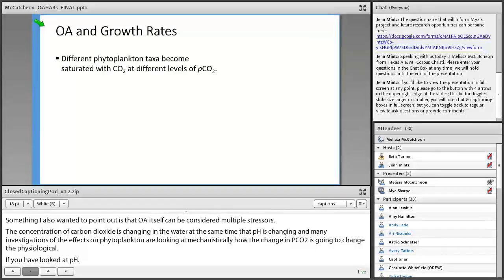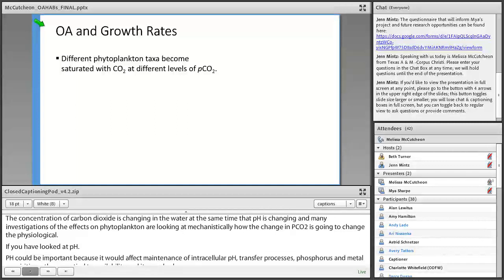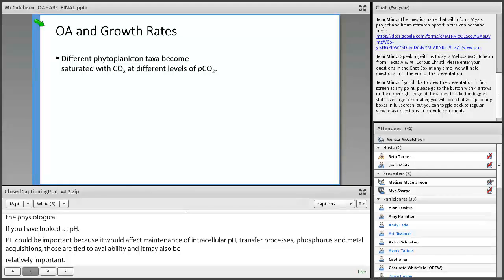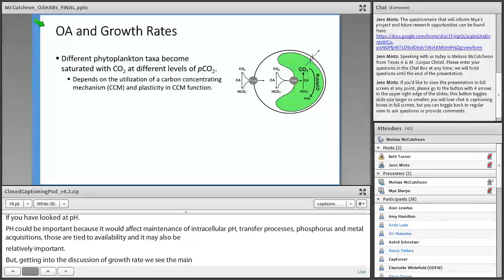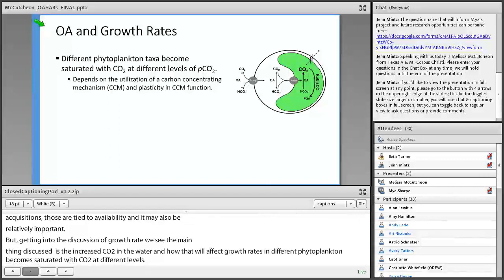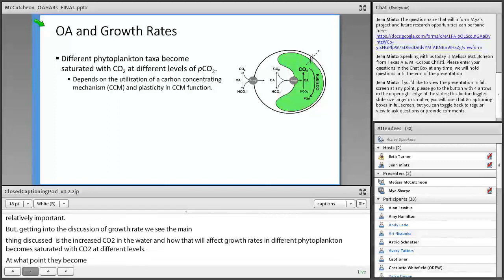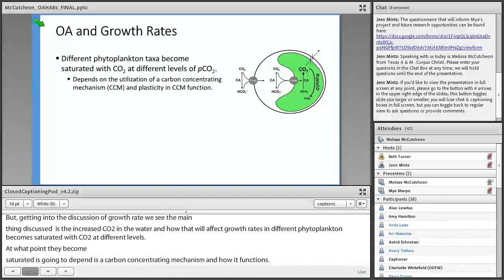But getting into the discussion of growth rates, the main thing that's been discussed is the increased CO2 in the water and how that will affect growth rates. Different phytoplankton become saturated with CO2 at different levels, and at what point they become saturated usually depends on whether or not they have a carbon concentrating mechanism and how it functions. In this figure, what is labeled as pumped is the carbon concentrating mechanism. It is basically responsible for increasing the affinity of CO2 for the photosynthesis process, because photosynthesis is generally CO2 limited, since rubisco, the supporting enzyme, has low affinity for CO2.